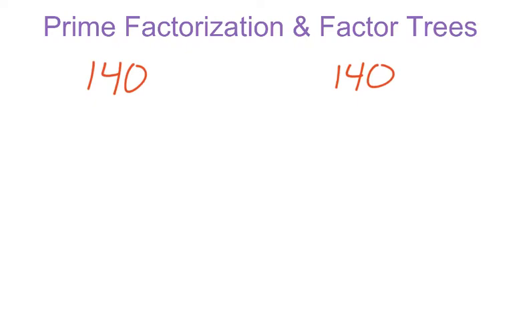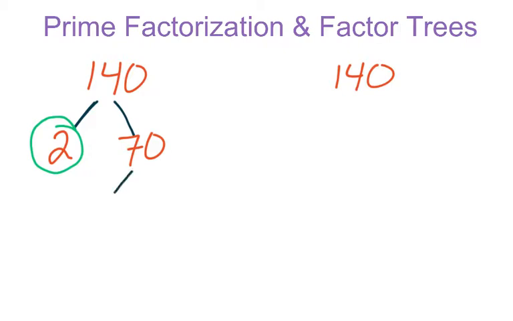Okay, one way I could make 140 is I could say, well, 2 times 70, that equals 140. Oh, 2 is a prime number. I'm going to circle that. 70 is not. It's composite, so I'm going to keep breaking that down. What times what equals 70? 2 times 35 equals 70. 2 is a prime number. I'm going to circle that. 35 is composite, so I'm going to keep breaking it down.